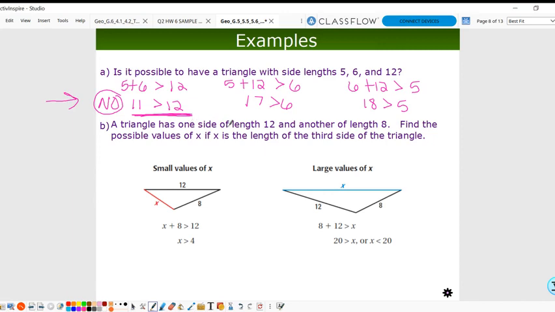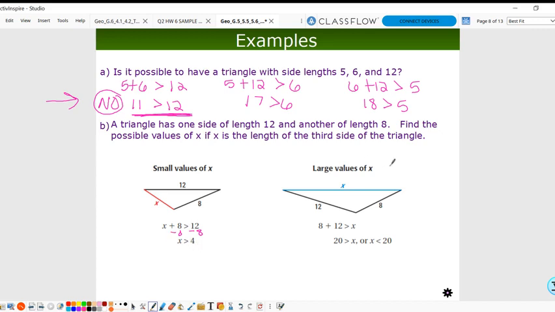A triangle has one side of a length of 12 and another a length of 8. Find the possible values of x if x is the length of the third side. So here I have a diagram. I have x, 12, and 8 as my side lengths. If I take x with the smallest side, given x plus 8, it should be greater than 12. Solving this inequality, I'd be subtracting 8 on both sides. My x value has to be greater than 4.